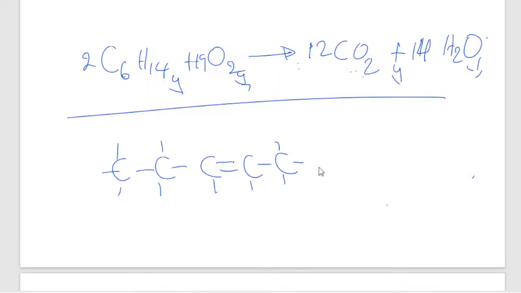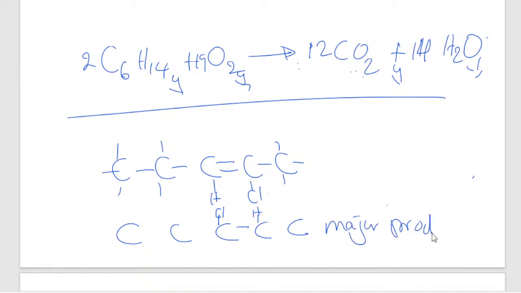So the first compound, what's going to happen? The first compound, this is going to break. Hydrogen is going to come here and the chloride is going to come there. The second compound, chloride is going to come there and then hydrogen is going to come here. And this one is the major product. This is a minor product.